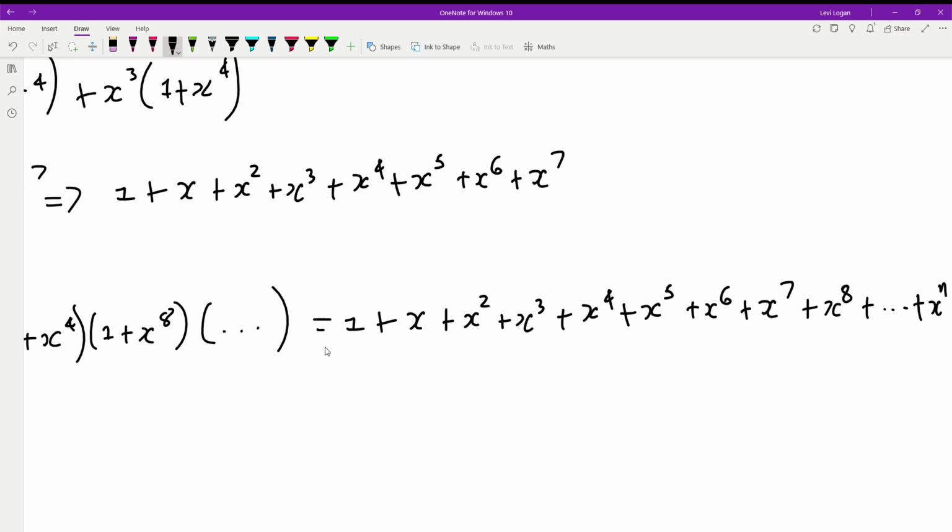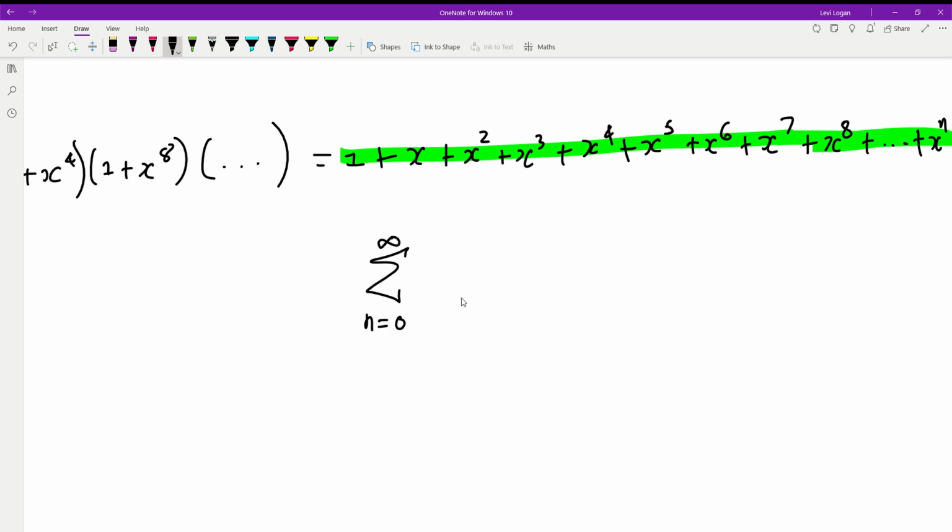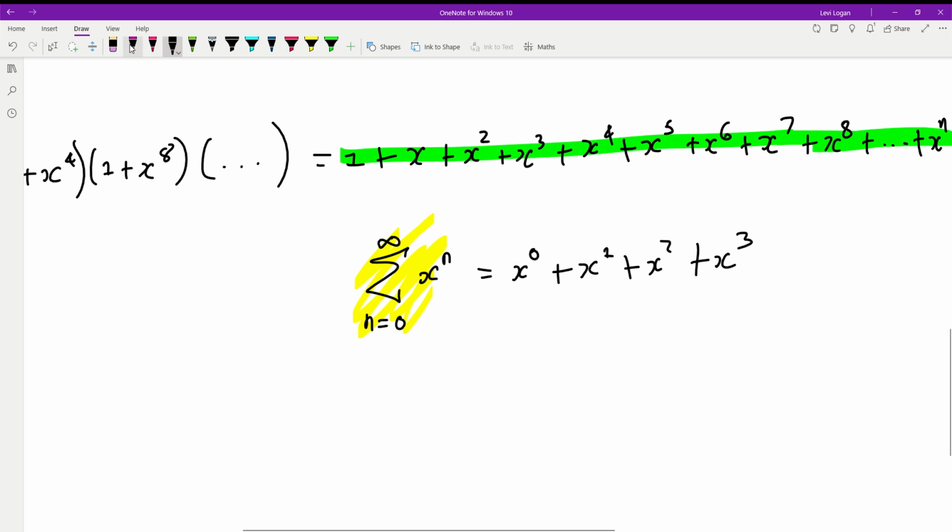We can rewrite this as a sum. This green bit is the sum starting from n equals 0 to infinity of x to the power of n. Because you agree, if I were to evaluate this, this would be x to the 0 plus x to the 1 plus x squared plus x cubed, etc. Because x to the 0 is 1. So it's exactly the same as that, okay?